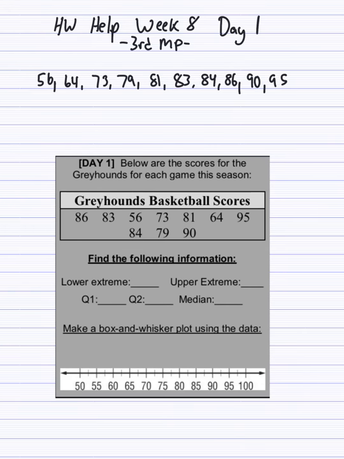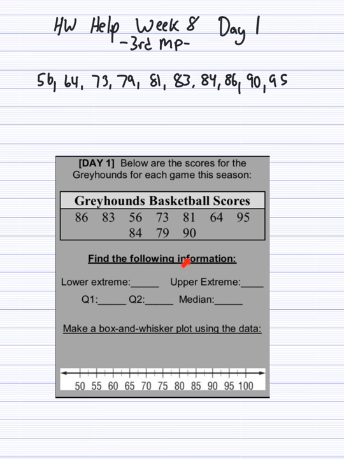Hey ladies and gentlemen, it's time for homework help week 8 day 1, and in day 1 we have a big problem with a lot to do, so I'm helping you with that one. It says below are the scores for the Greyhounds for each game this season, so this would be like maybe one game, a second game, a third game, etc. I also have those numbers in least to greatest order on top, which is really important.